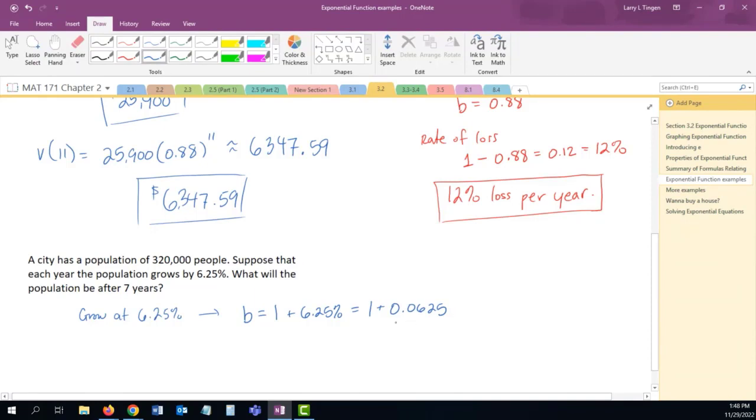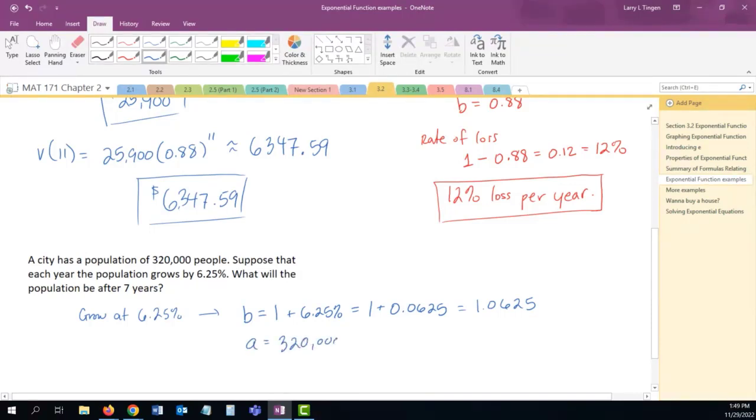And I have found B. Now, what is this doing? The 1: if you take your initial value and multiply it by 1, you get back your initial value, right? If you take your initial value and multiply it by 0.0625, you get how much growth you have. What is 6.25% of my initial population? So when my base is greater than 1, we see that growth. So if that's B, A is my initial value.